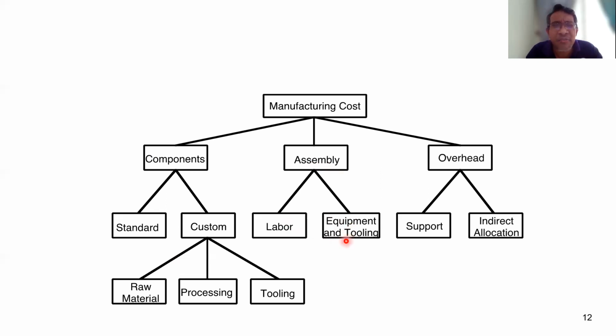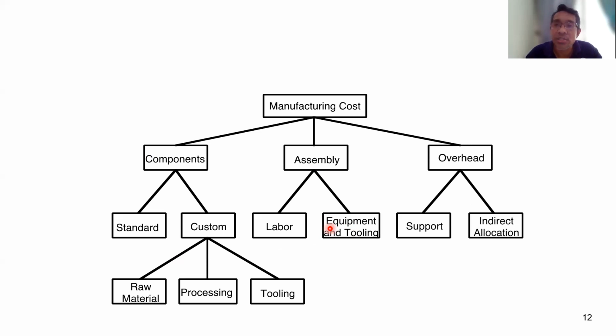If we use a fully automated machine as well, we also need labor to monitor, like specialists to monitor the machine. So we need labor to operate the equipment, and tooling to assemble the part. So this one will equal the cost for the equipment and tooling.